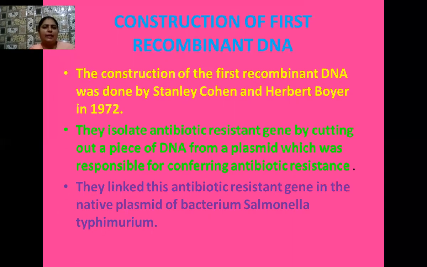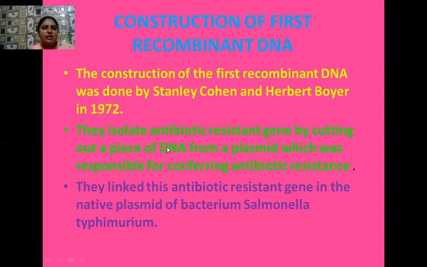So here I want to tell you that they have selected one donor bacterium cell, and in that donor bacterium cell the plasmid is present, which is the extra chromosomal DNA, and that plasmid contains an antibiotic resistant gene. So they isolate this antibiotic resistant gene by cutting out a piece of DNA. You know very well how they cut the piece of DNA, with the help of a special type of enzymes which are known as restriction endonucleases.